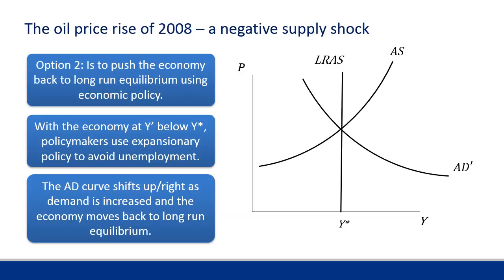And what is the cost here on option 1? What's the difference between option 2 and option 1? You'll notice it's the price level. The price level is much higher than under option 1. So the cost of intervention is inflation.